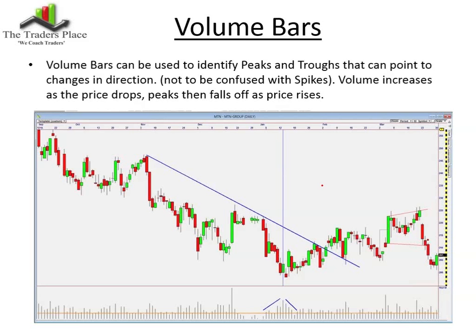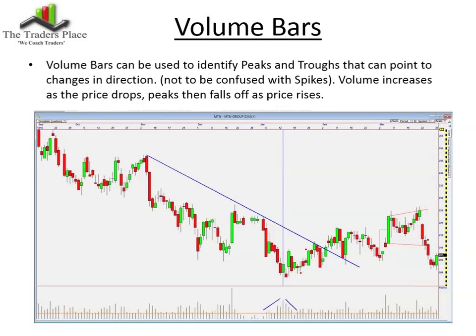Volume has also been used to create various indicators such as accumulation and distribution, volume rate of change, and volume price trend. I never really found too much use for those. They follow the price too closely. As I said earlier, I'm just covering my preferred indicators today. We start off with the straightforward volume bars, probably the simplest way to look at volume. On the volume, you can identify peaks and troughs, and this can point to changes in direction and give you a little heads up that things might be changing.